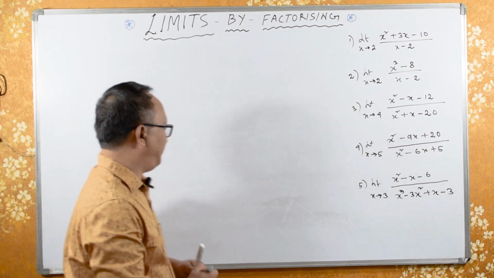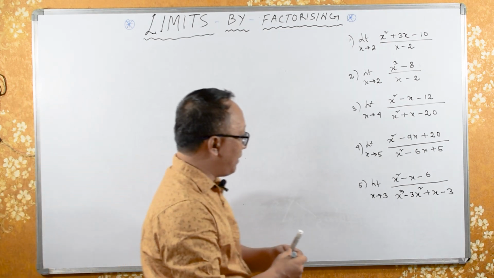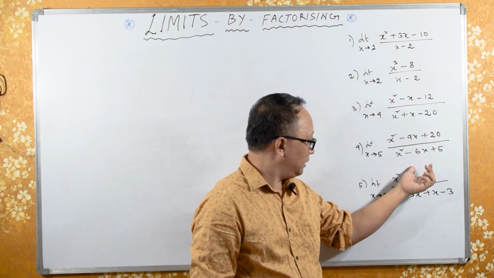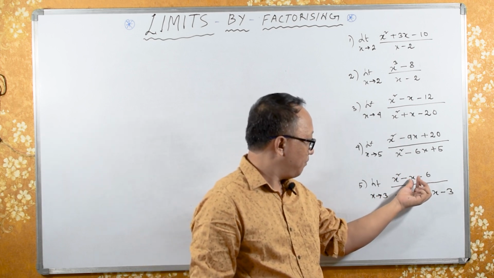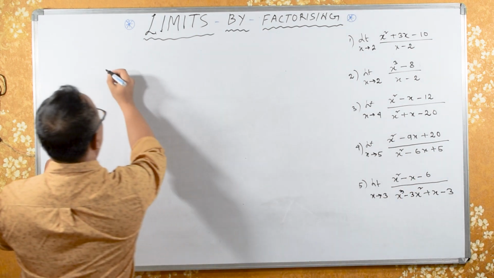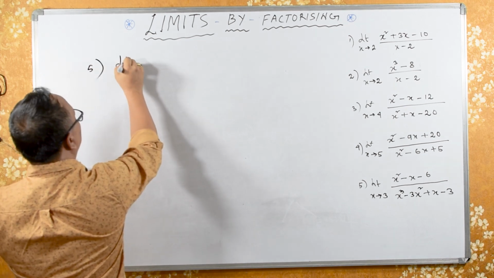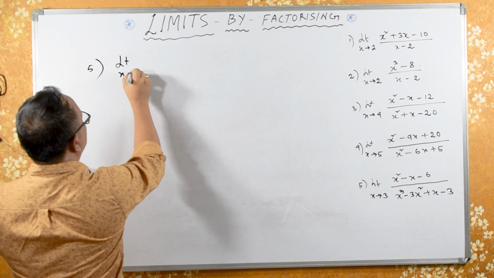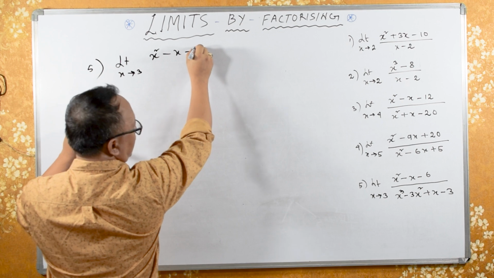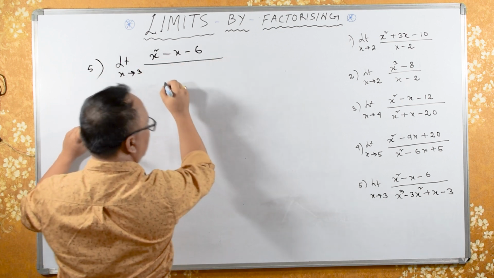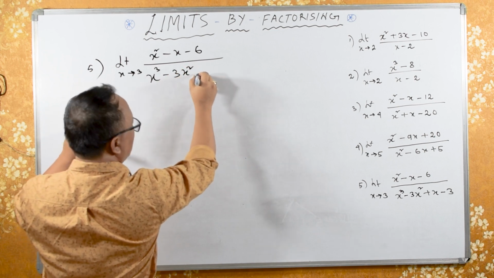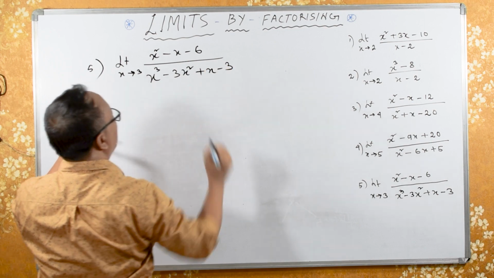Now let's solve 5. Here in 5 also, we have to split the middle term in the numerator. Here we have x cube. Let's see, I think we can take x square common. 5 is limit of x tends to 3, x square minus x minus 6, upon x cube minus 3x square plus x minus 3.